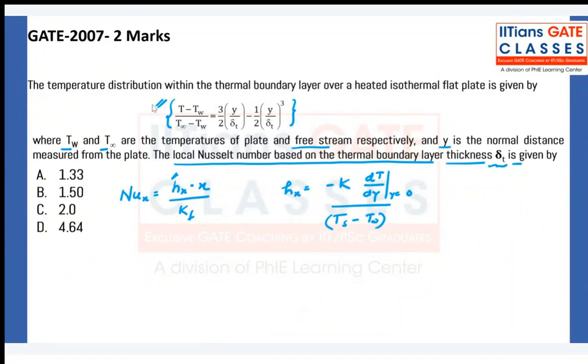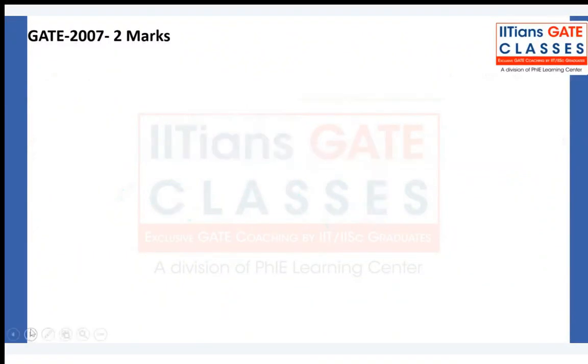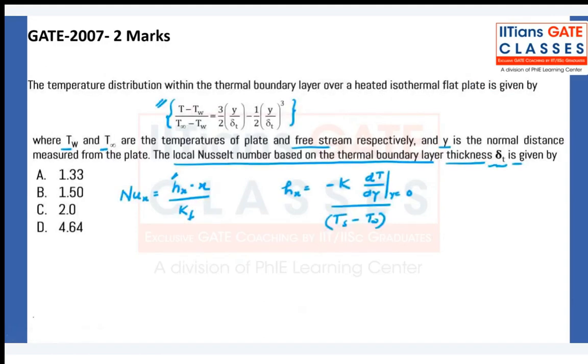Yes or no? It's simple only, right? Yes, we can find out. So how can we find out? Let me do it here itself. I can find out dT.